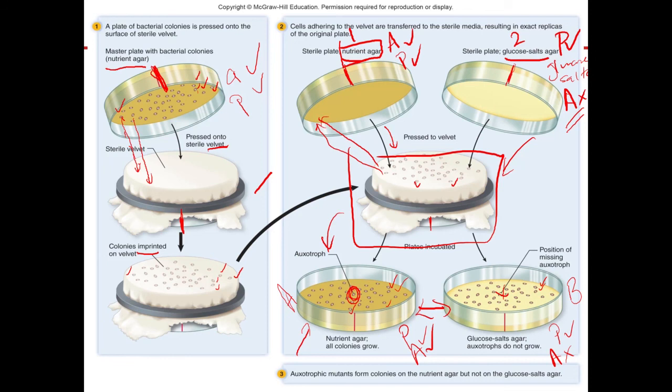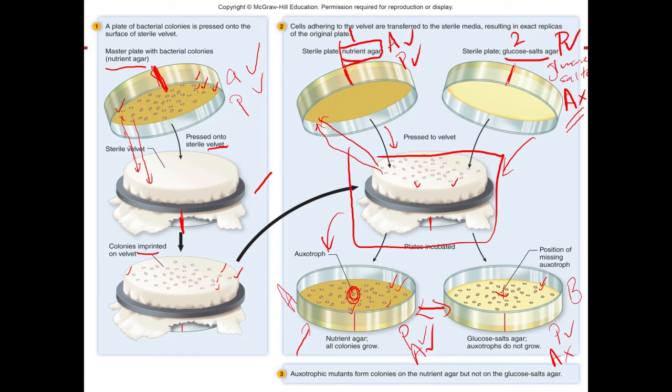Nutrient agar contains all the necessary nutrients such that the auxotrophs as well as prototrophs will survive. Glucose salt agar contains only glucose and salt. So only cells that can make use of the glucose to produce all its essential factors, all its essential nutrients, amino acids, and everything else, only such cells can grow here. And that would be your prototrophs. Your auxotrophs, which are mutant, will not be able to grow on glucose salt agar because they lack the ability to produce one or more growth factors. So those growth factors are supposed to be supplemented. So the auxotroph will not be able to grow on the glucose salt agar.